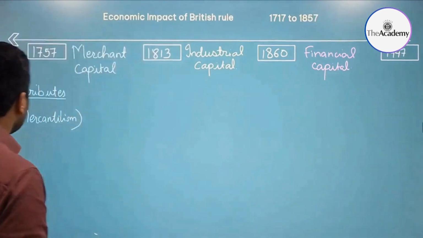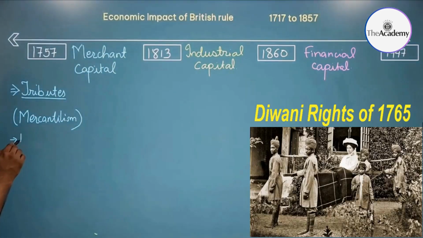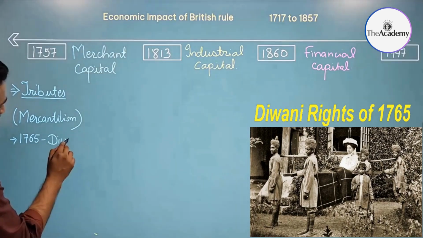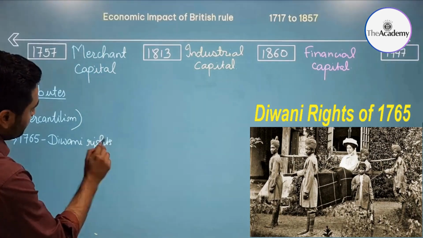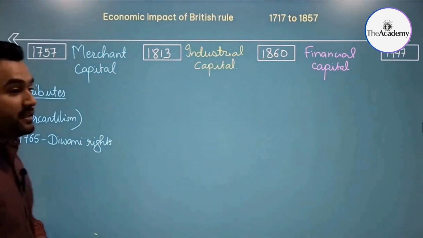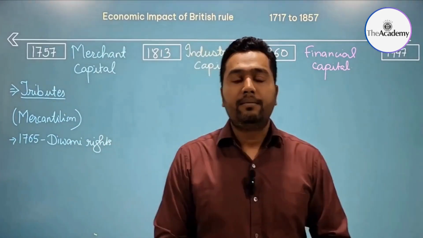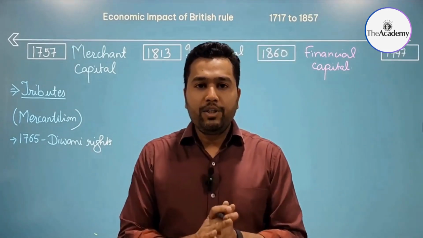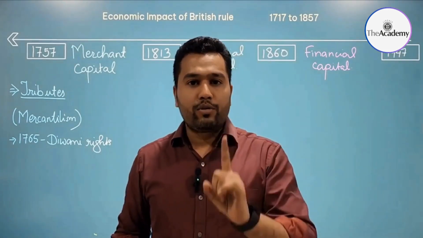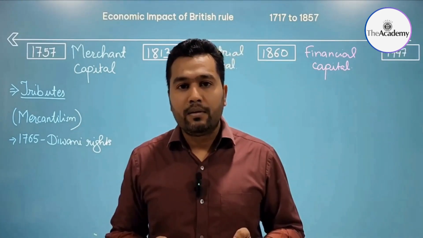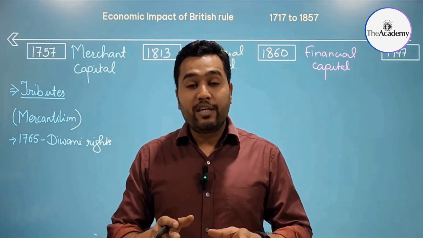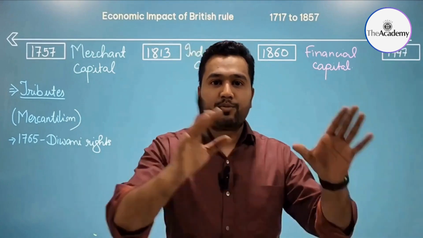And further, if you look at 1765 Diwani rights, when the British acquired the Diwani rights via Treaty of Allahabad, now the British had only a sole motive: to realize as much revenue as possible so that they could purchase as much of Indian goods as possible.